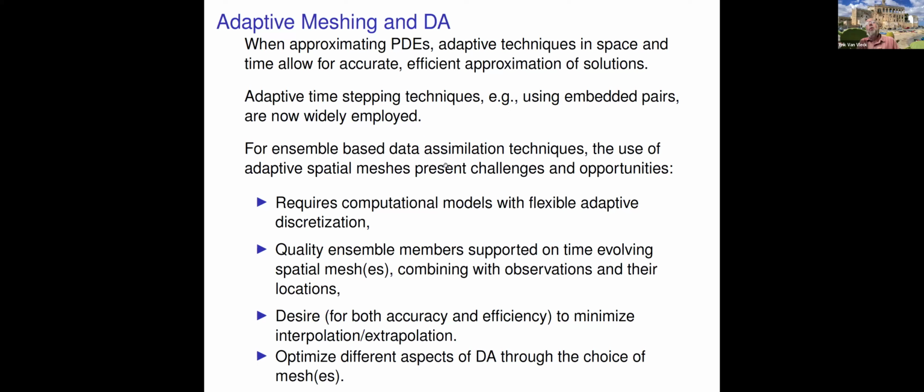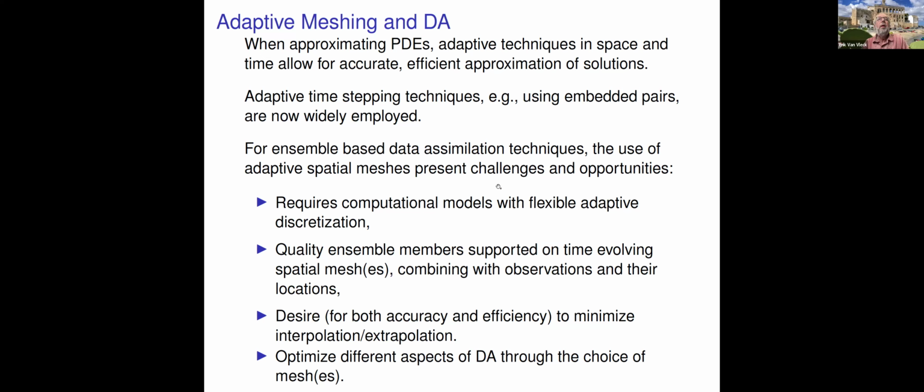It requires that we have computational models with a very general adaptive discretization. So if we did this with finite differences, we're doing a second derivative approximation, but not with the standard 1, minus 2, 1 stencil. Yes. Okay. Was there a question?